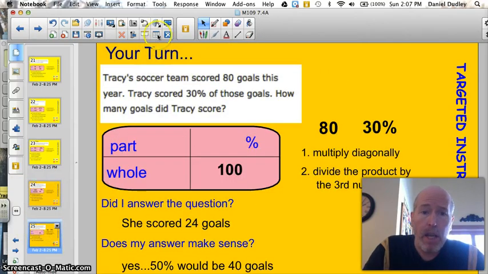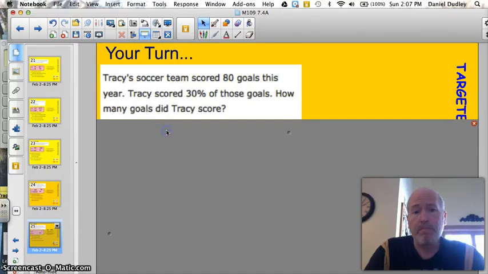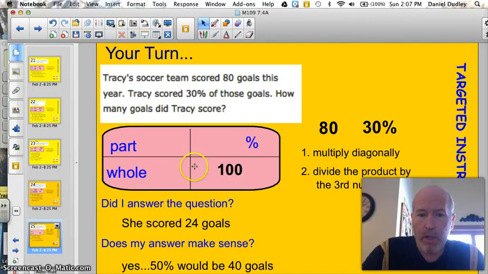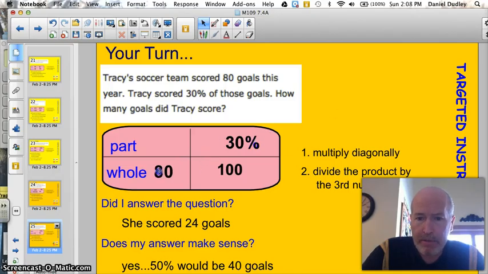All right, and here's another one you can try. Tracy's soccer team scored 80 goals this year. Tracy scored 30% of these goals. How many goals did Tracy score? Go ahead and give it a shot. All right, let's see how you did. All right, we know that she scored 30%, so we can slap the percent in. We know that the total number of goals was 80.